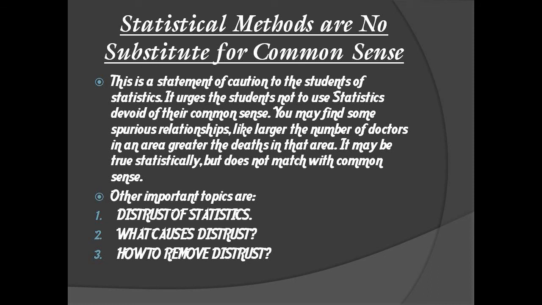Now, how to remove distrust? There are some essential remedies for the distrust of statistics. First, consideration of statistical limitations. While making use of statistics, limitations must be taken care of. Second, no bias. The user should be impartial. He should make use only of the relevant data and draw conclusions without any bias or prejudice. Third, application by experts. Statistics should be used only by experts to minimize the possibility of misuse.